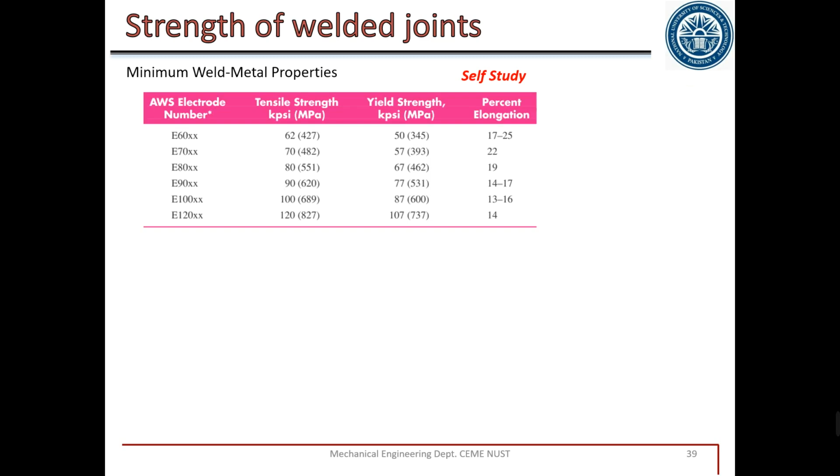In this table they have given us, there are a lot of electrode types that we can use for weld. For each type of weld they have given us the value of yield strength of the material and tensile strength. So whatever material you are using for welding, you can just come here and check which is the feasible electrode for that specific welding process.